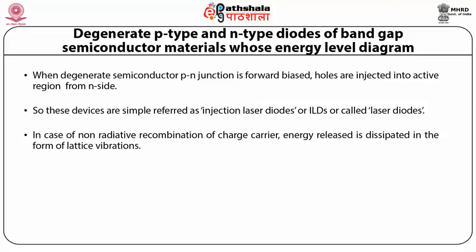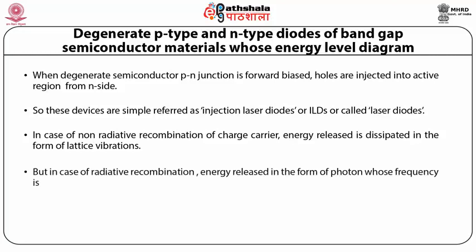In case of non-radiative recombination of charge carriers, the energy released is dissipated in the form of lattice vibrations, but in case of radiative recombination, energy is released in the form of a photon whose frequency is given by Eg equals hf, or f is replaced by c upon lambda, therefore lambda is equal to 1.24 upon Eg. This is the reason that semiconductor lasers became important, because one can tailor the band gap of a material, and by changing the band gap of the material one can get lambda of any interest.